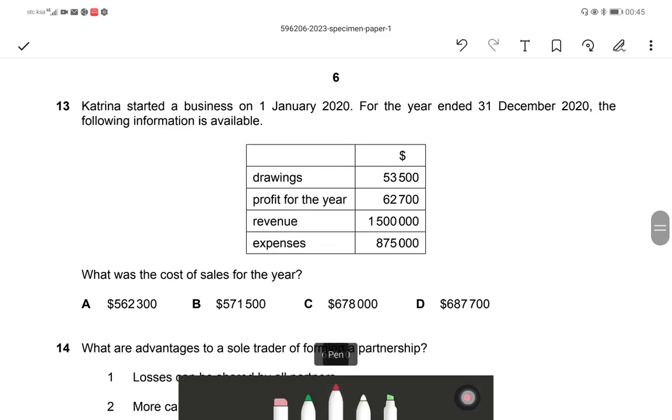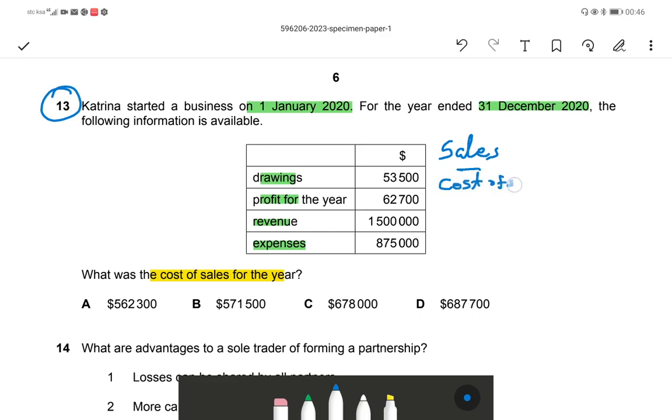Next, question number 13. Katrina started a business on 1st January 2020. For the year ended 31st December, the following information is given: drawings, profit, revenue, expenses. What is the question? What was the cost of sales? We have to find the cost of sales. You can draw one small income statement. The equation is sales minus cost of sales is equal to gross profit, minus expenses is equal to profit.